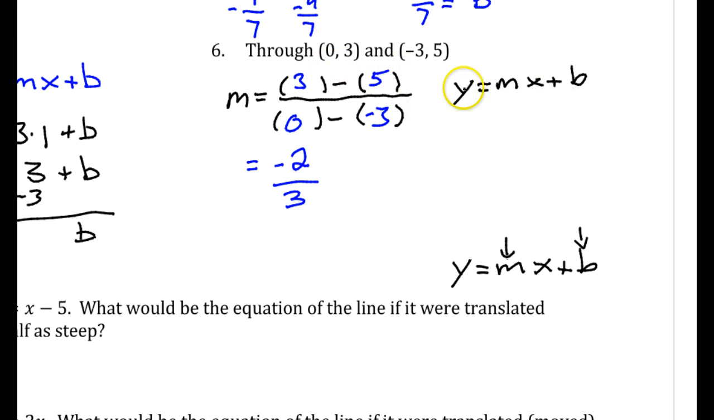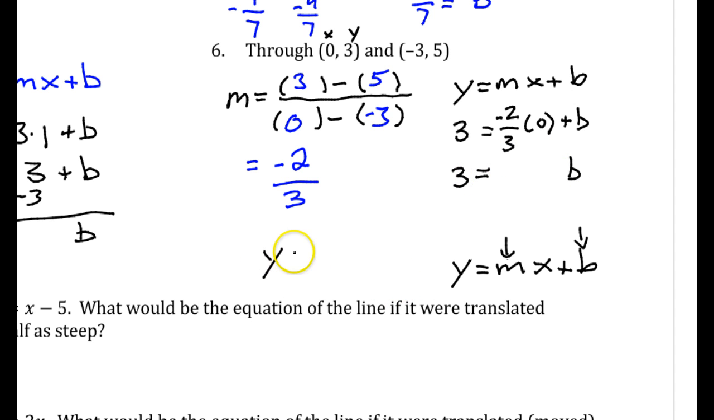Which point would you rather use? Probably the one with a 0. What would you use? Alright. So we have 3 equals negative 2 times 0, which means 3 equals 3. Y equals 2/3 x. Yes.